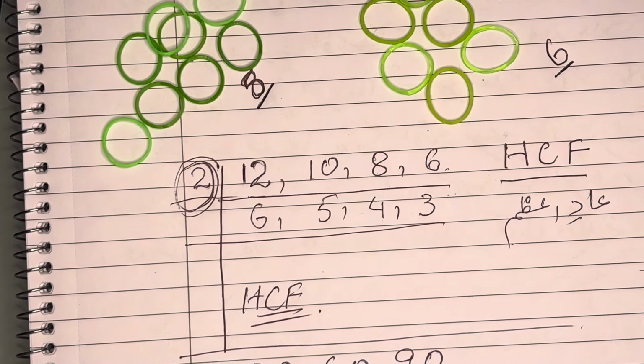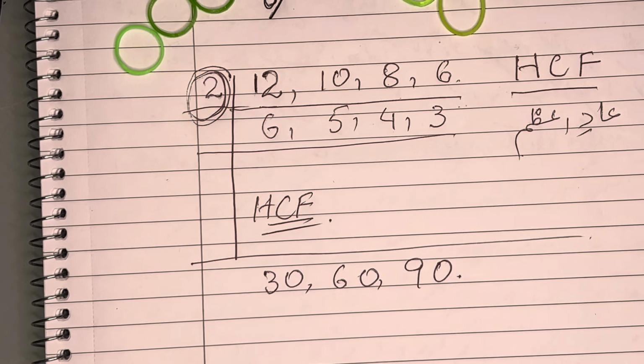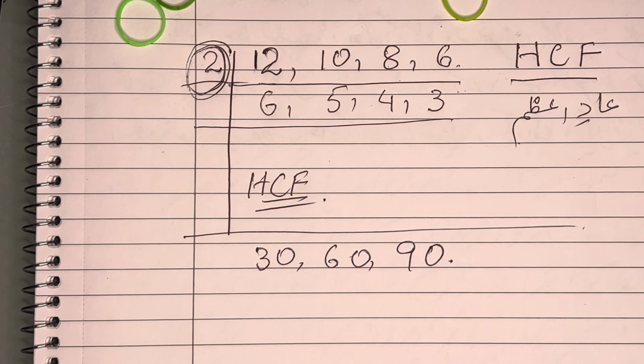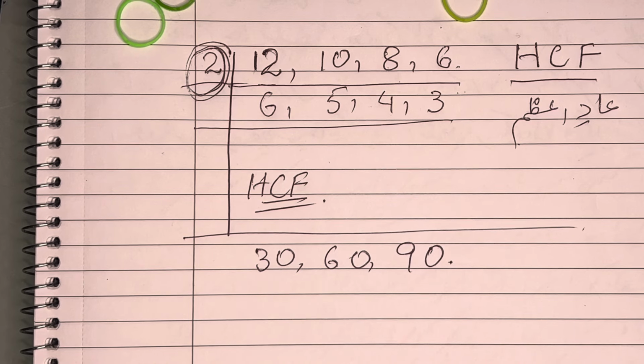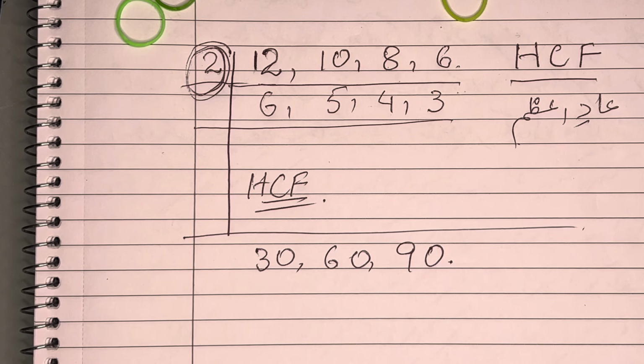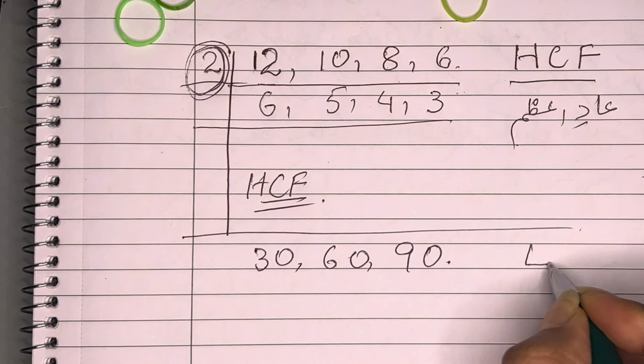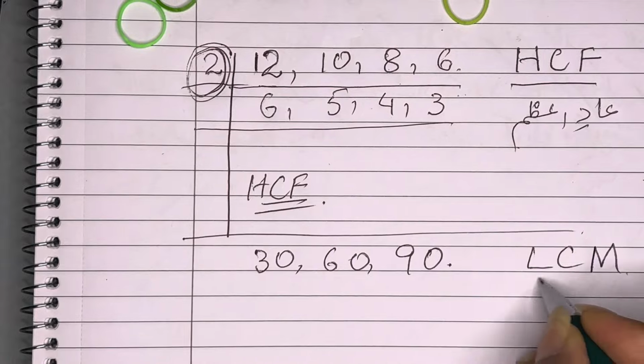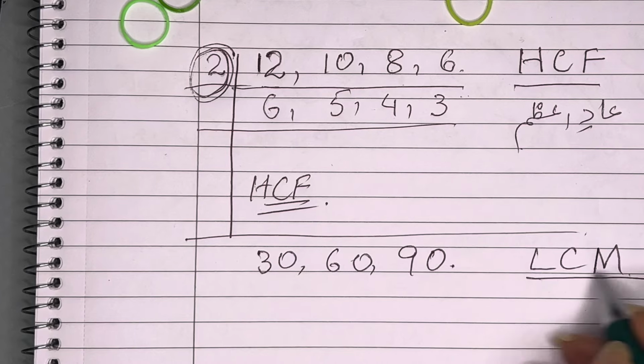So HCF tells me that I can arrange these rubber bands in 2 equal parts. Now coming to the blinking lights problem after 30, 60 and 90 seconds. For that, the concept of LCM will be used, the least common multiple.